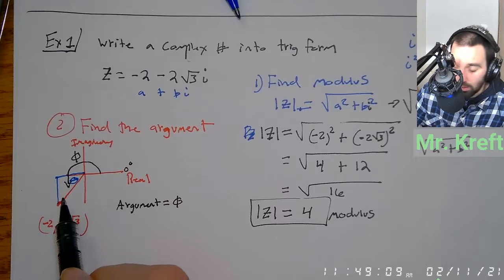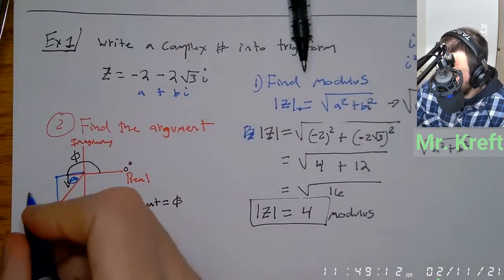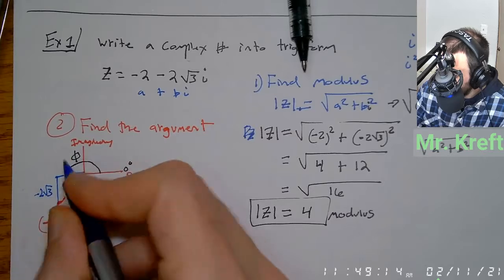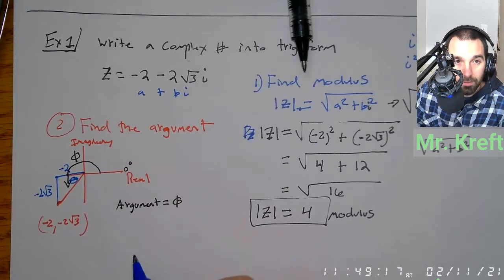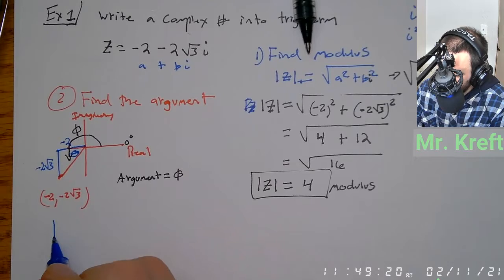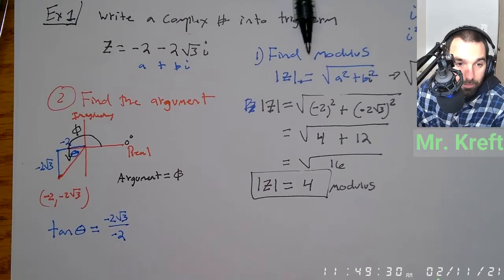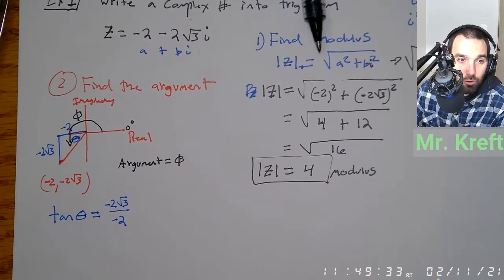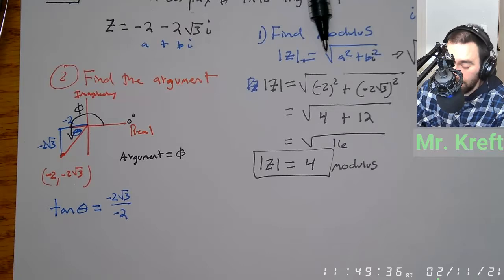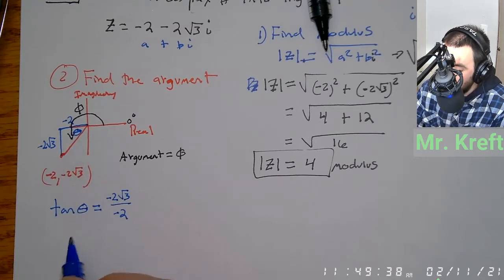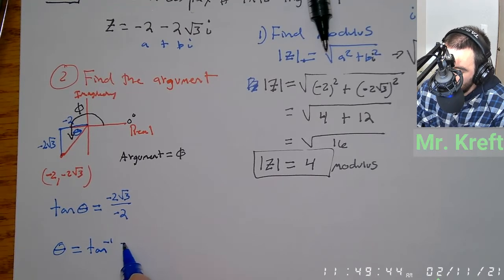So I'm going to use right triangle trig to find this angle. Remember, this is down 2 root 3 and left 2. So if I use this, I'm going to know that tangent of theta equals negative 2 root 3 over negative 2. I'm going to try to go slow here because I know some people get lost here. Does this make sense? I'm finding this angle right here. So theta equals tangent inverse of negative 2 root 3 over negative 2.